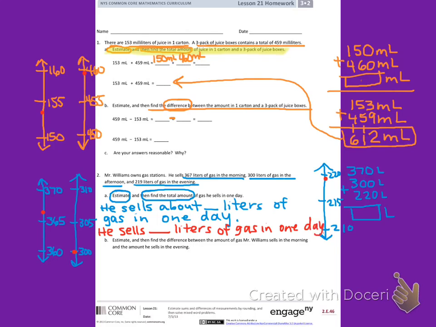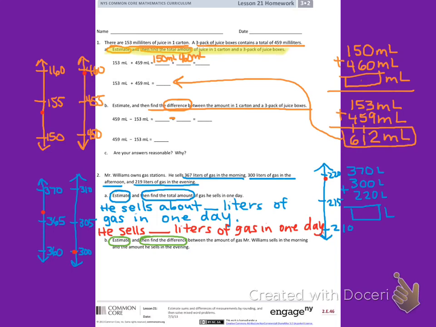If there's not enough room for all of this, make sure you show your work on a piece of scratch paper and attach it to the homework sheet. Item B, estimate and then find the difference between the amount of gas Mr. Williams sells in the morning and the amount he sells in the evening. I'm going to underline those important pieces of direction again. First, I circle the word estimate. That's the first thing that I'm going to do, and then find the difference.